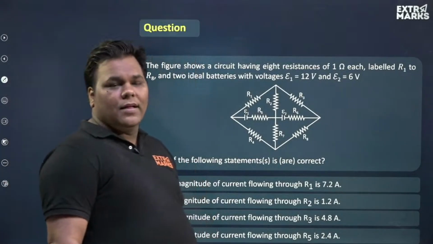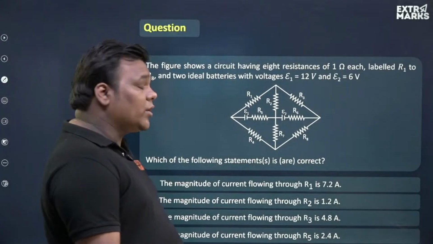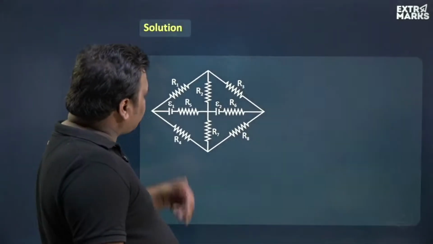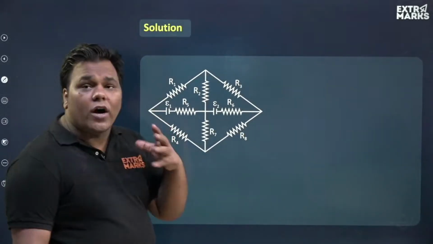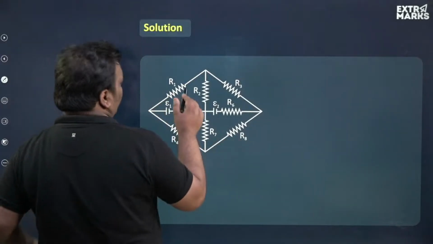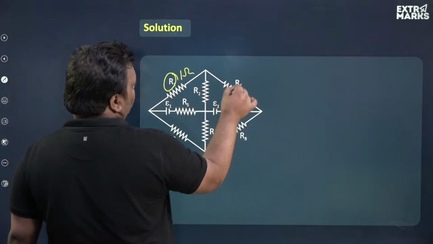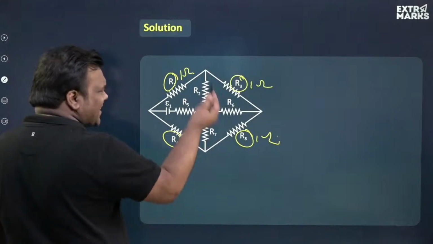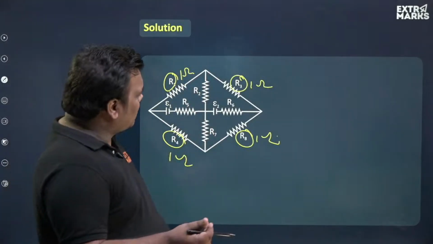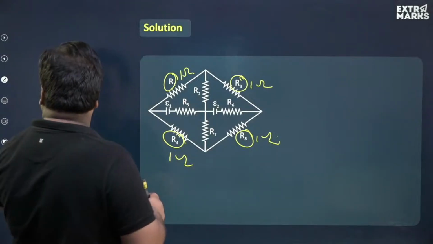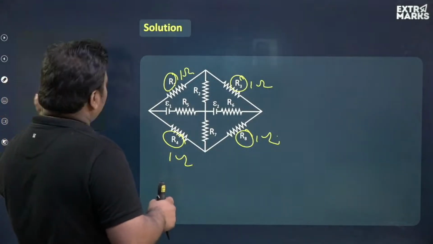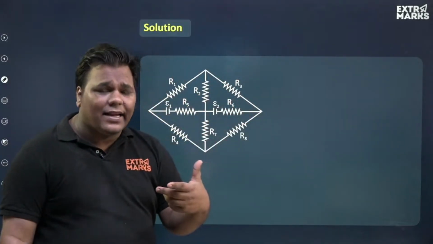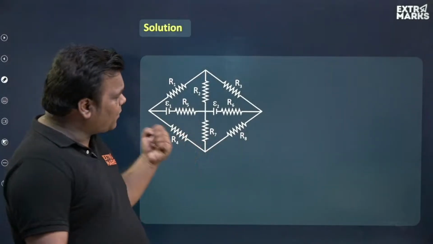What I need to do is just redraw the circuit. Shall we do it? Yes. First of all, in order to solve this question, what I should know is this is 1 ohm, this is 1 ohm, this is 1 ohm, this is 1 ohm. Basically, everything is 1 ohm. Now observe this circuit. Isn't it symmetric? Because every resistance is 1 ohm. There are two batteries connected, so it is a very symmetric circuit.